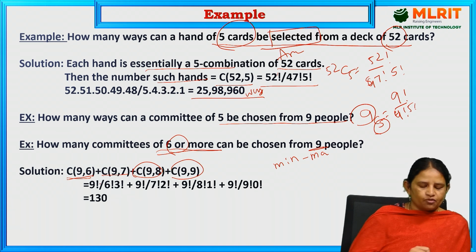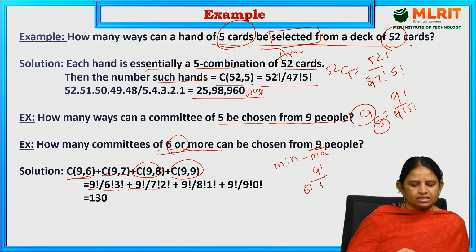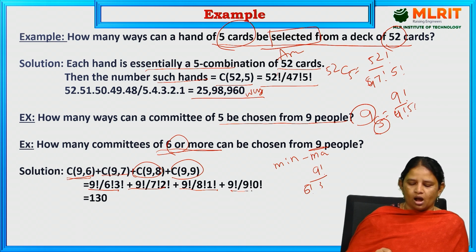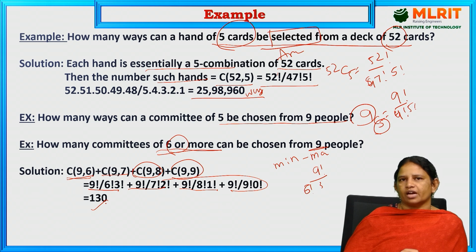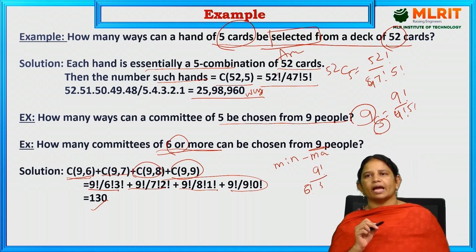The formula for 9C6 means 9 factorial by (9 minus 6) 3 factorial, then 6 factorial. 9C7 means 9 factorial by 7 factorial into 2 factorial. 9C8 is 9 factorial by 8 factorial into 1. 9C9 is 9 factorial by (9 minus 9) 0 factorial into 9 factorial. After doing all this calculation, we get 130 ways we can form the committee with 6 or more people from 9 people.